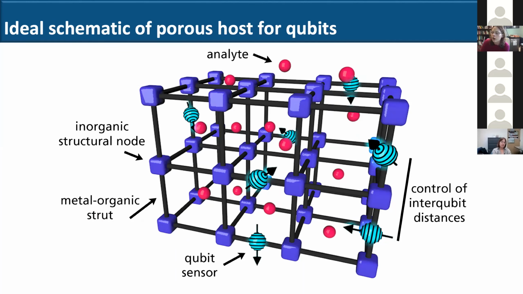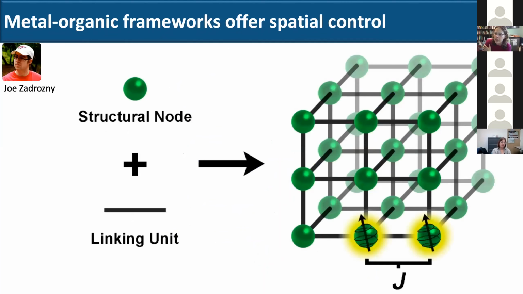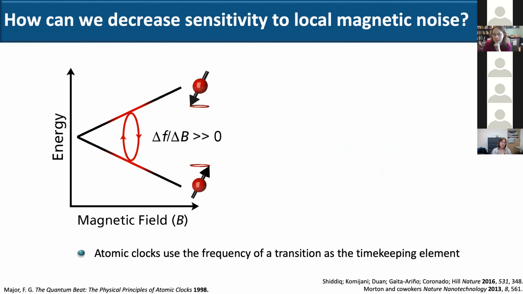Framework chemistry offers a way to do this. But the problem with frameworks is that they're actually relatively magnetically noisy environments. And I'll skip most of this intro because Jonathan really gave a great intro. But I'll say that we tried to measure a bunch of frameworks that had individual qubits in them, potentially. And we really failed to. And we thought, okay, how can we make something less noisy?